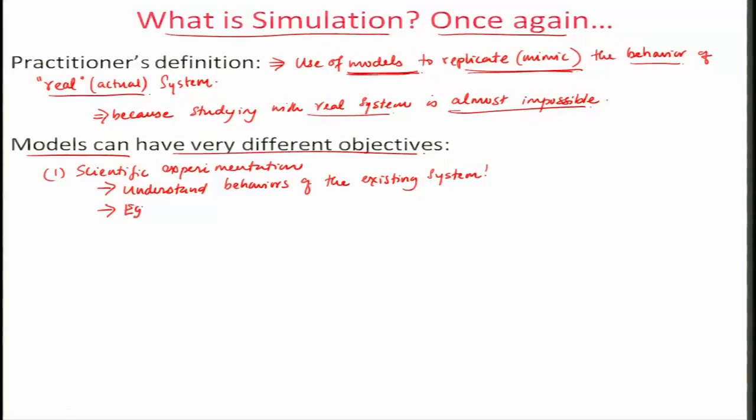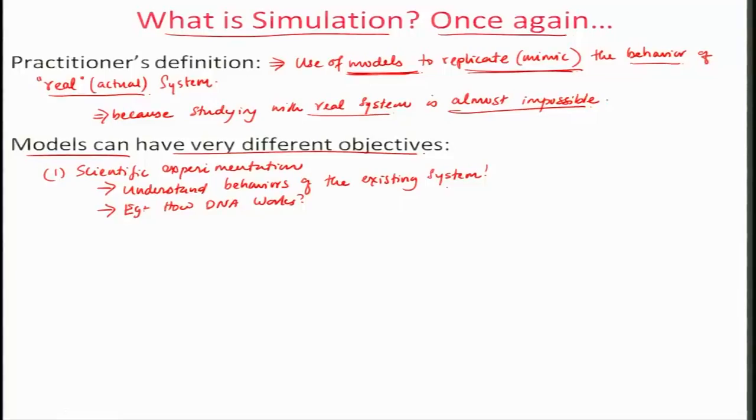An example of this is how DNA works. You may not be able to understand the behavior of DNA because it is very hard to take the DNA out, put it in a room and see how it behaves. So, you might want to build a model of it and do scientific experimentation on that. A second example would be how the GST, goods and service tax, of India will help the economy after 10 years.